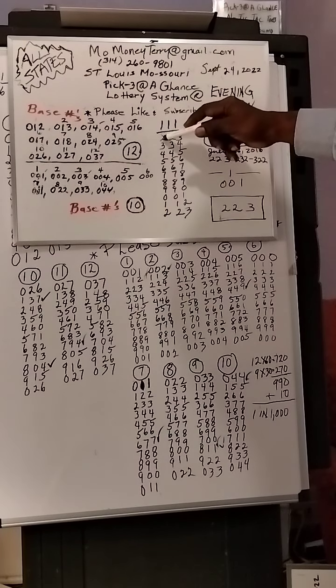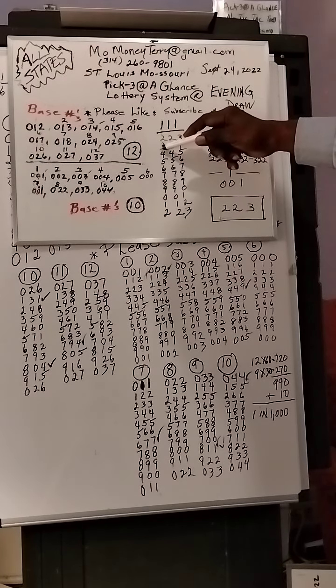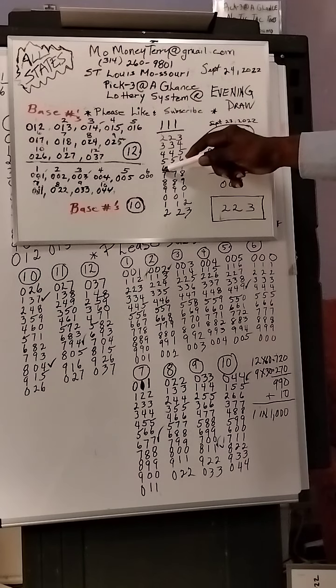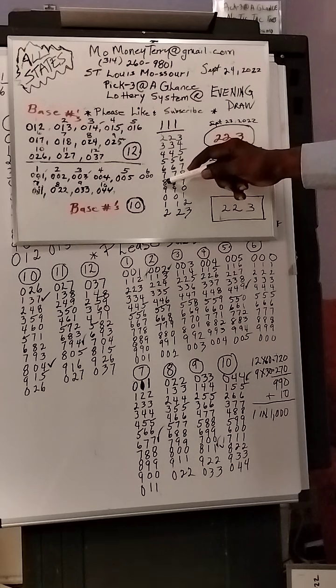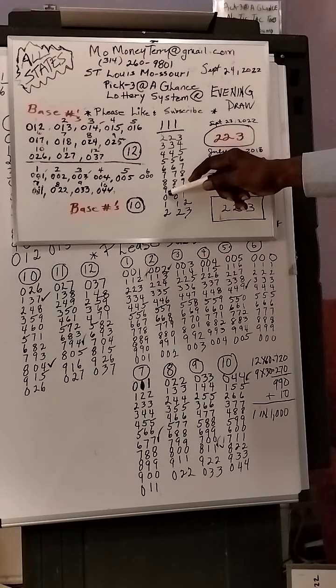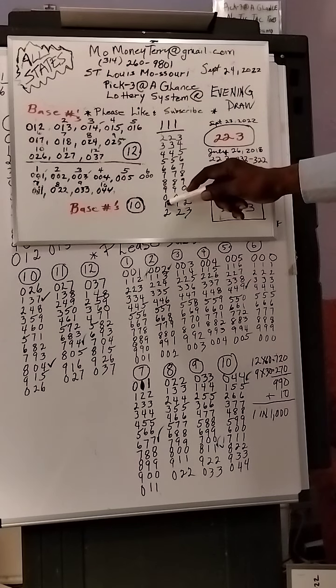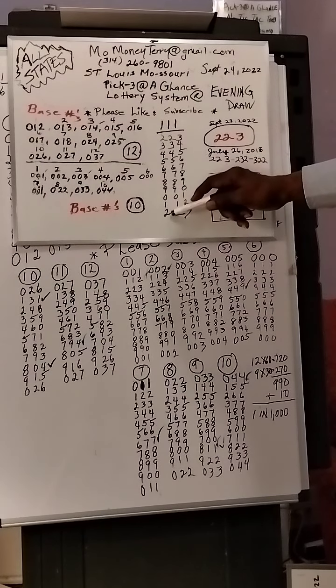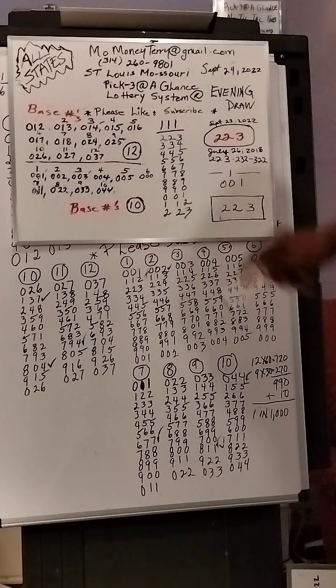So we're going to add the 1 to the 2, you get 3. 1 to 3, you get 4. 1 to 4, you get 5. 1 to 5, you get 6. 1 to 6, you get 7. 1 to 7, you get 8. 1 to 8, you get 9. 1 to 9, you're going to get 10. You don't use the 1, just always use the 0. 1 to 0, you get 1. 1 to 1, you get 2. Same number at the top you got at the bottom.